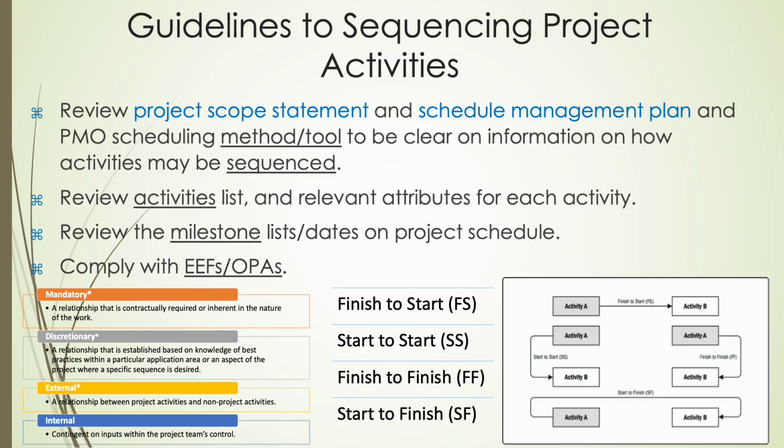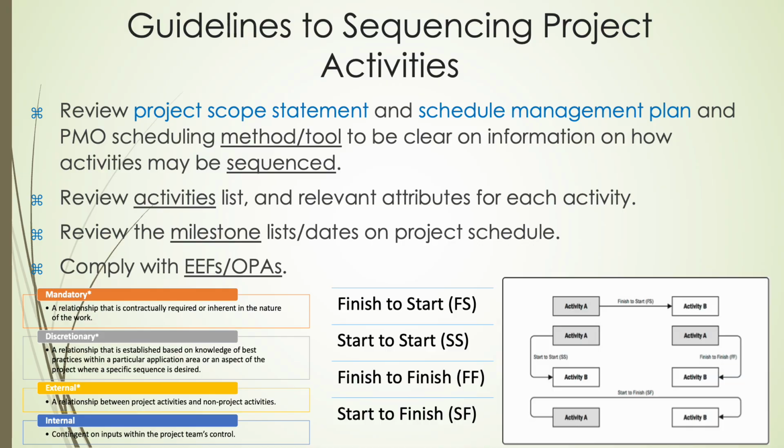Dependencies are categorized into mandatory, discretionary, external, and internal types. Mandatory dependencies are dictated by the nature of the work, legal requirements, or contractual obligations, leaving little flexibility. Discretionary dependencies, on the other hand, are established based on best practices, team preferences, or historical experiences, and they offer more flexibility in how tasks are sequenced.